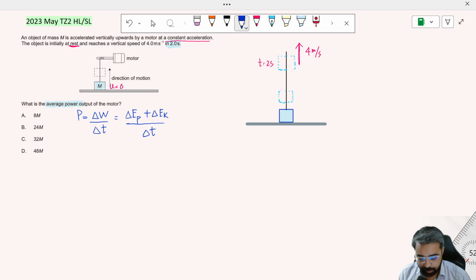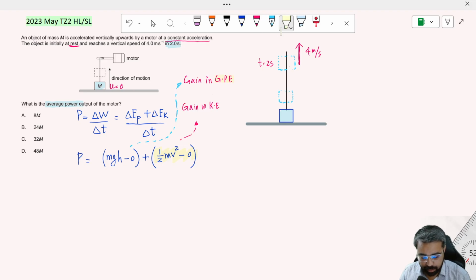That time is 2 seconds. Now if we go deeper into equation solving, the initial energy is 0 but the final potential energy is mgh. So this is the change in potential energy, or in other words, the gain in potential energy, plus 1 over 2 mv square minus 0, because initially it doesn't have any kinetic energy, so this is the gain in kinetic energy and this is the gain in gravitational potential energy. Divided by time taken, right? This is the proper equation and the time is 2 seconds.